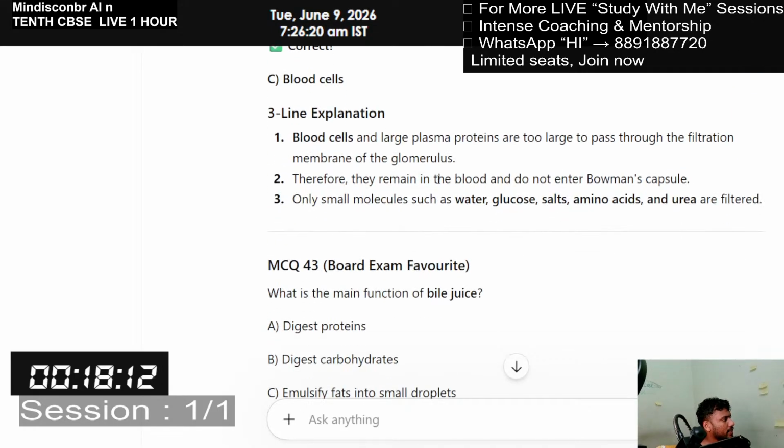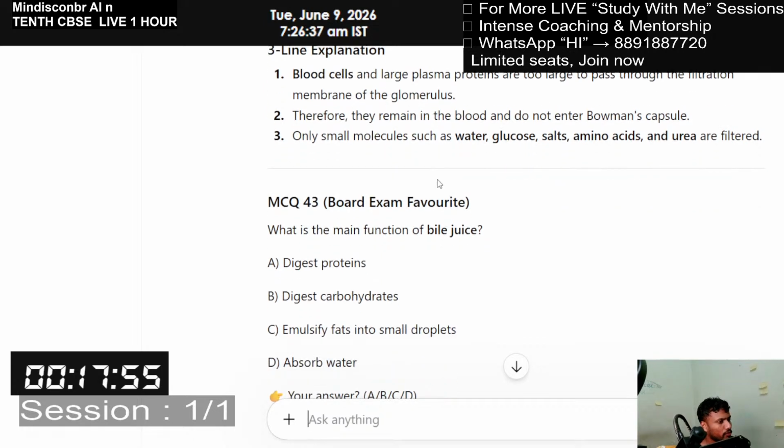Three-line explanation. Blood cells and large plasma proteins are too large to pass through the filtration membrane of the glomerulus. Therefore, they remain in the blood and do not enter Bowman's capsule. Only small molecules such as water, glucose, salts, amino acids and urea are filtered.